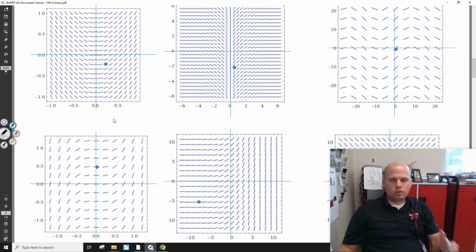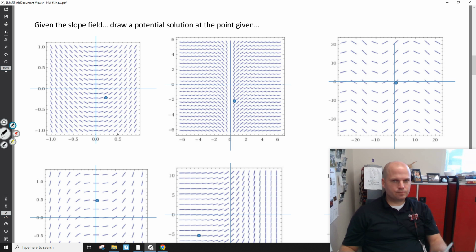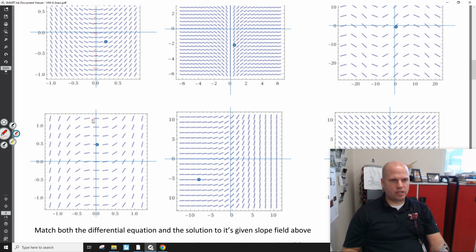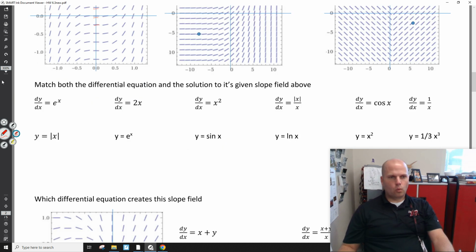Now, some things to notice. When x is 0, I have these horizontal tangents here. When x is 0, I have horizontal tangents here. So these two, when x is 0, dy dx equals 0. Okay, which one of these, when x is 0, is dy dx 0? That guy?